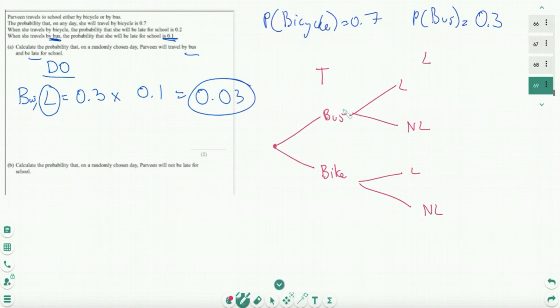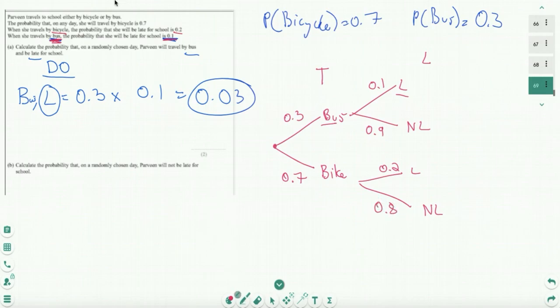So the probability he takes the bus is 0.3. The probability he takes his bike is 0.7. If she takes the bus, the probability that she's late is 0.1. So bus, and then she's late is 0.1. So not late must be 0.9. And if she takes the bike, the probability that she's late is 0.2. So the probability that she's not late is 0.8.